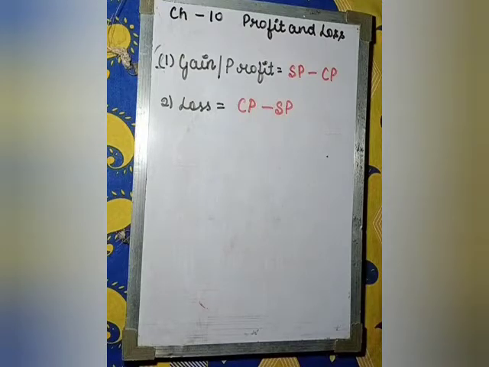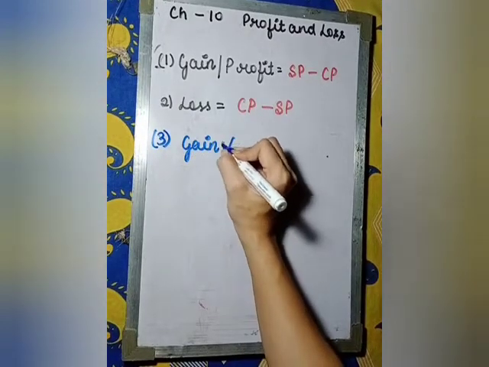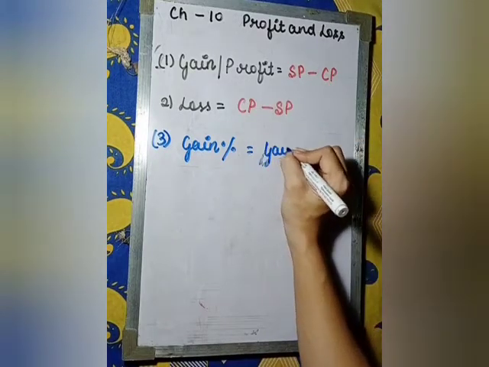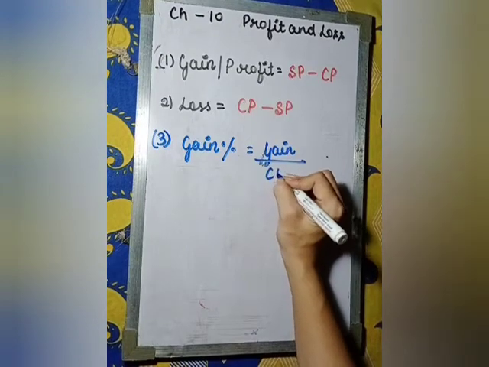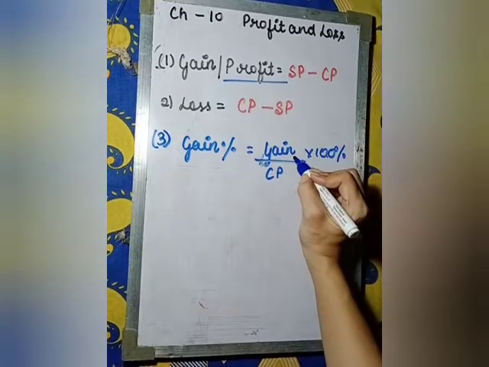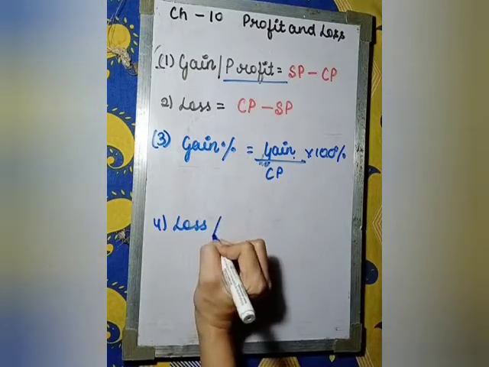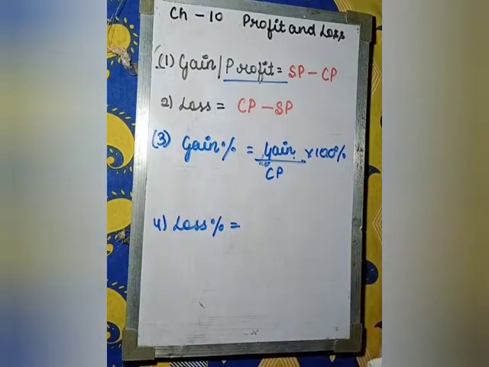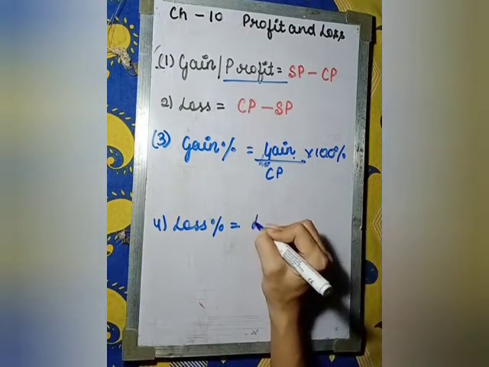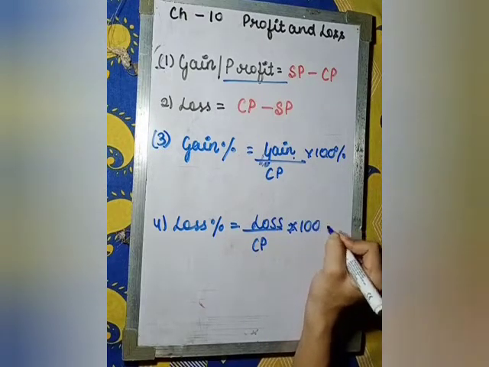Now we have to find the gain percent. आपको कितने परसेंट का गेन हुआ? So gain percent और profit percent. It is gain or profit upon CP into 100%. जो प्रॉफिट आया उसको यहाँ पर रखेंगे अपॉन CP into 100%. Now what is the formula for loss percent? Now for loss percent it is given loss upon CP into 100%.